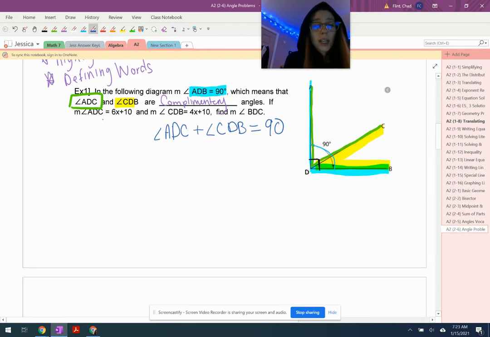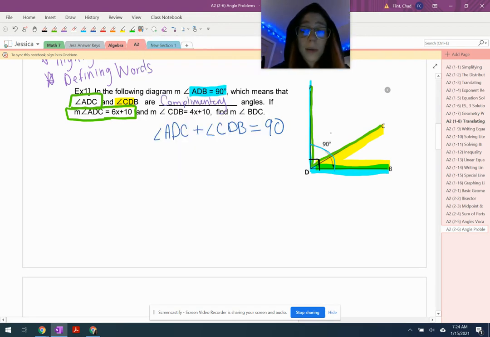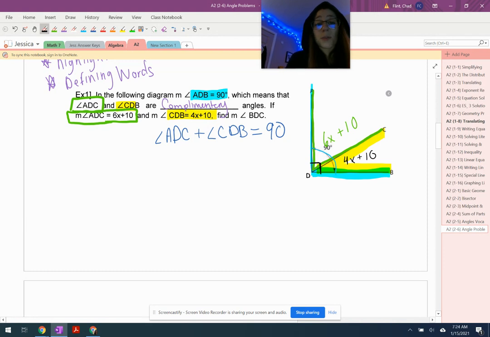So if the measure of angle ADC, so that's my green one, so my green angle, notice how if I'm talking about the same angle here, I'm going to use the same color. There's no need to have all those different colors if you're talking about the same angle. So I'm going to go to my diagram, and in my diagram, I'm going to label this. ACD is 6x plus 10. So labeling, marking up the diagram. And CBD, which is in yellow, is 4x plus 10, CDB.